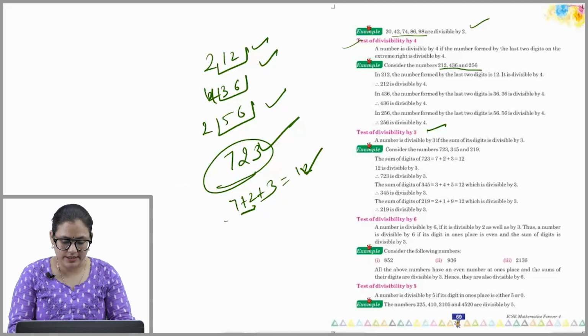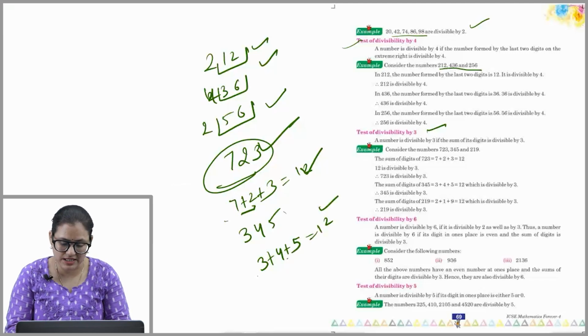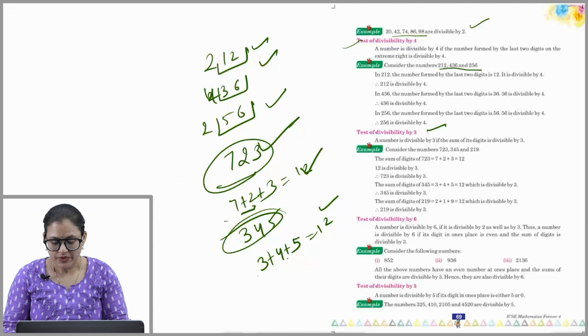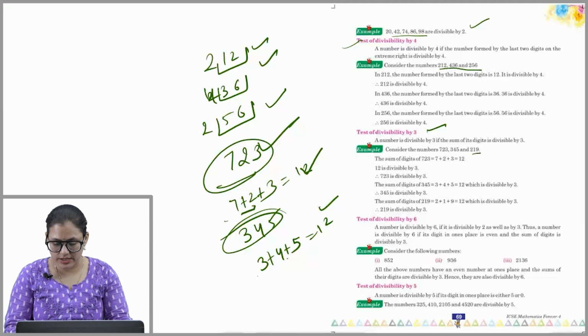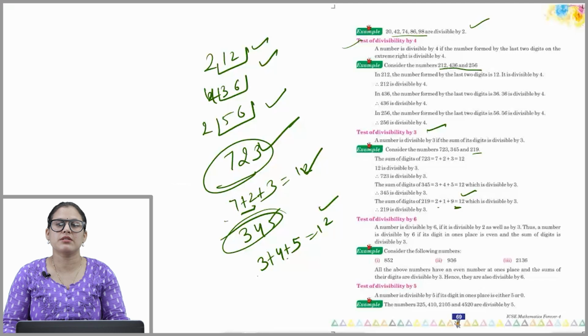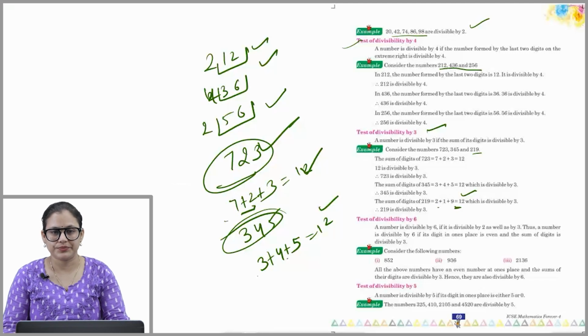Okay, similarly, next number is 3, 4, 5. 3 plus 4 plus 5. 7 plus 5 is 12. 12 is divisible by 3. That means this number is also divisible by 3. And the next number is 219. If we add the digits, we will get 12. That means this number is also divisible by 3.